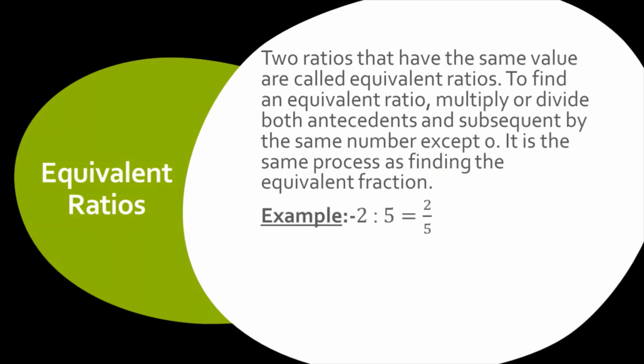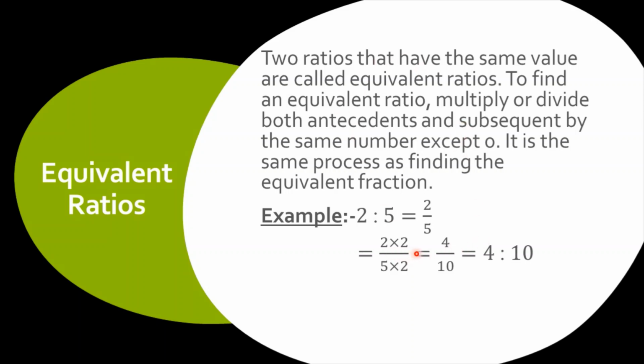Let us see an example. Take 2:5. As ratio is one kind of fraction, we can write 2 divided by 5. After that, with the antecedent we will multiply by 2, and with the subsequent we will multiply the same number, 2. That is what is written here.